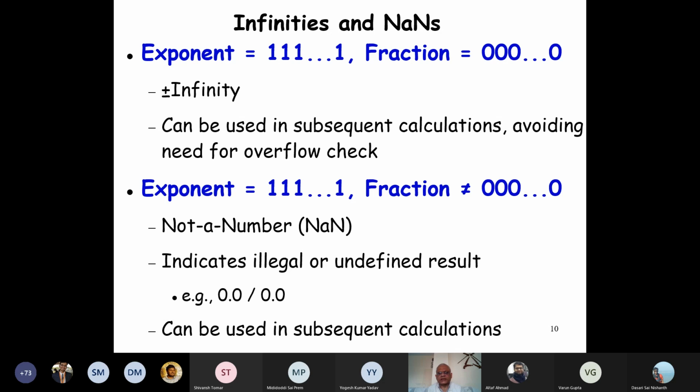Now the other special values are the infinities and the NaNs. Infinity is when the exponent is all ones and the fraction part is zeros. And it is used if we want to avoid repeated overflows. And when the exponent is all ones and the fraction is non-zero, it is not a number, or NaN, and represents some illegal or undefined results.